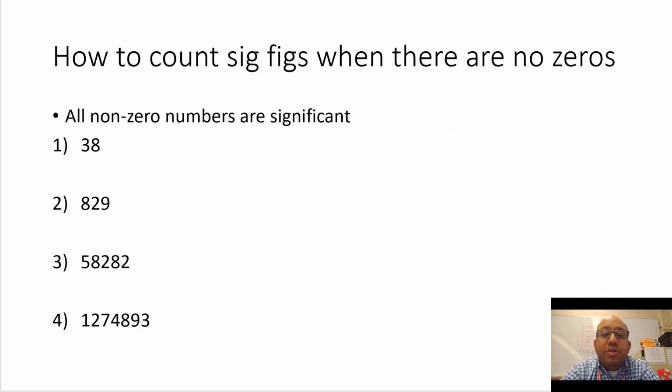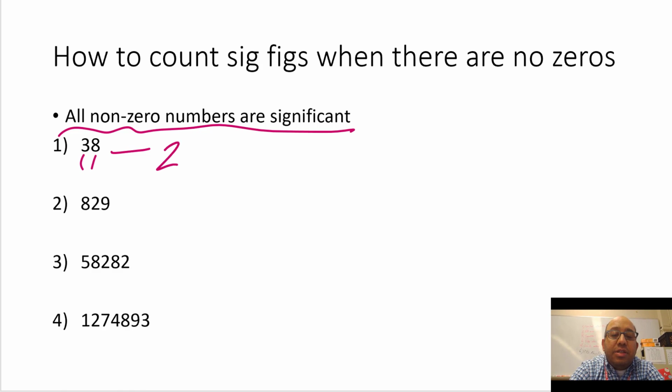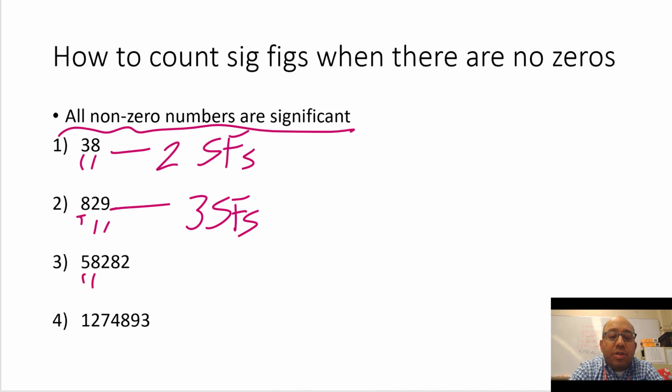Okay, so let's do some examples, then I'll give you some to try. How do you count sig figs when there are no zeros in a number? Well, you have to know that all non-zero numbers are significant. So in this case, the 3 and the 8, 38, is 2 significant figures. And you see that there's an 8, a 2, and a 9, so that would be 3 significant figures. You see that there's 1, 2, 3, 4, 5 digits in 58,282, so that would be 5 significant figures.